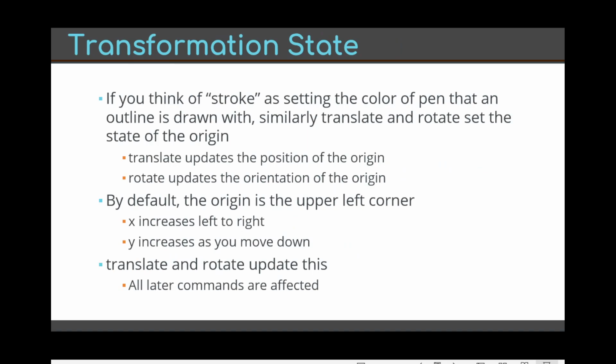So, more transformation state. If you think of stroke as setting the color of the pen that an outline is drawn with, you can similarly translate, rotate, and set the state of the origin. Right? So just like stroke and fill, translate and rotate can set properties for the next thing you draw.